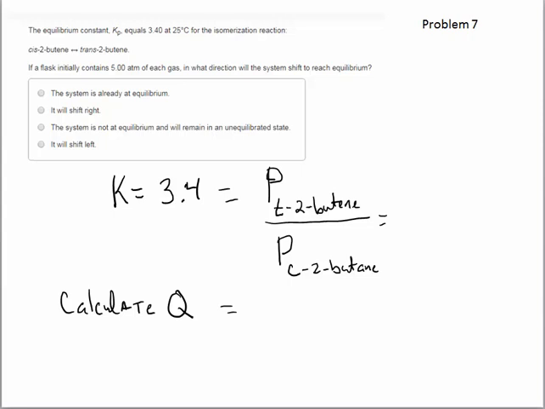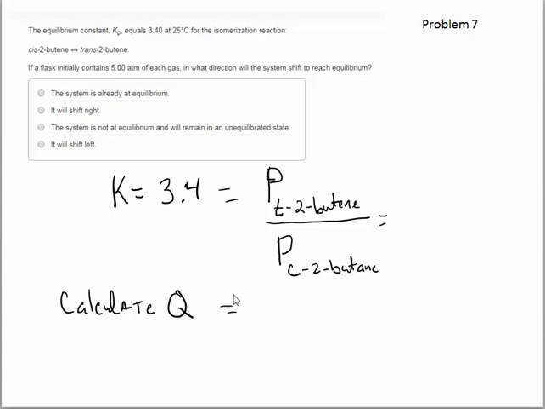So problem 7 here is the first one it gives us, where it now tells us that we've got a system not at equilibrium. So the flask initially contains 5 atmospheres of each gas. And so you might immediately think, oh, I've got to do an ICE table. Not yet. Those are coming. This is one where you simply need to answer the question, which way will the equilibrium go if we start out at these pressures? So we have to calculate the Q.